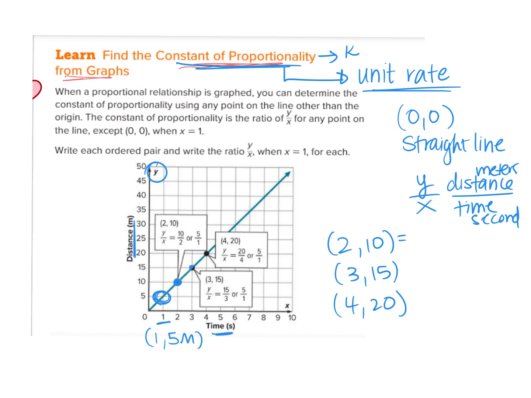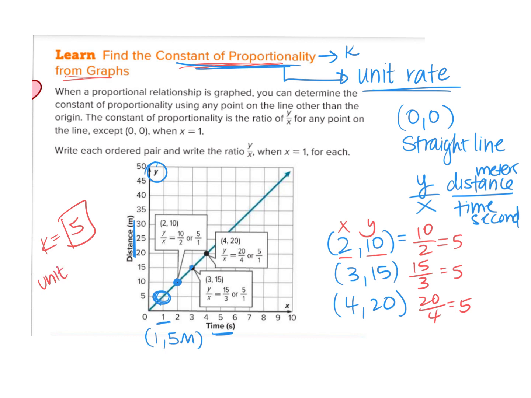So if I had this first point, 2 comma 10, I'm going to take the y coordinate, that's x comma y, I'm going to do 10 divided by 2. I'm going to do 15 divided by 3, 20 divided by 4. And you notice each time I do that, I end up with 5. So my constant of proportionality in this problem is 5. That's also my unit rate. So if I just ask you for the constant of proportionality, you'd say 5. If I asked you for the unit rate, you would say, oh, this goes 5 meters per second.